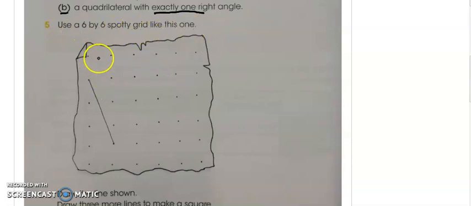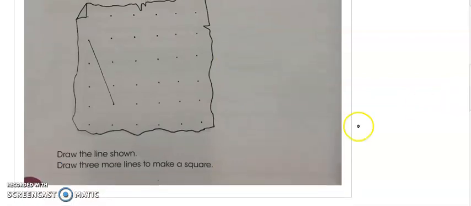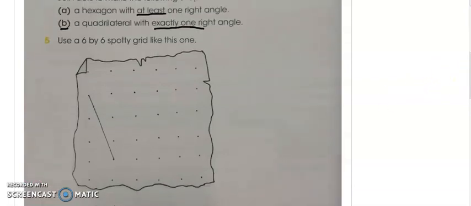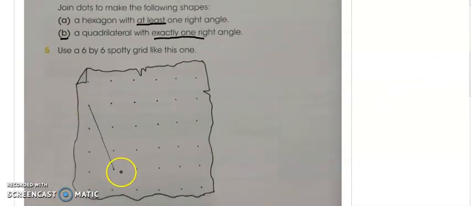Now instead of 4 by 4 we need to use a 6 by 6 spotty grid, where the spots are made 6 on this side, 6 on this side, and then accordingly the grid will be made. And then draw the line shown. Draw 3 more lines to make a square. You have to make one line like this one, and then 3 more lines to make a square.